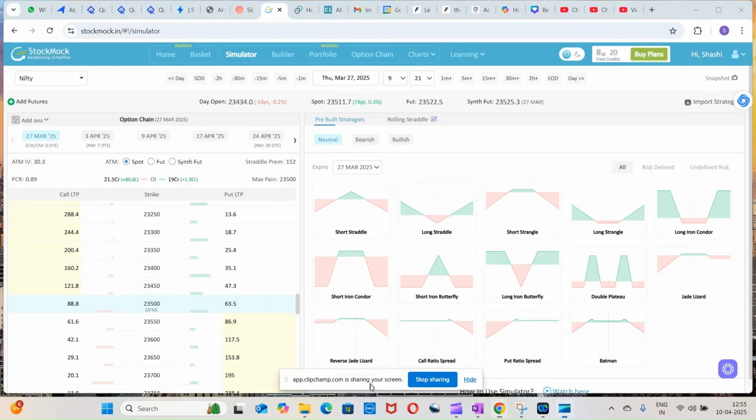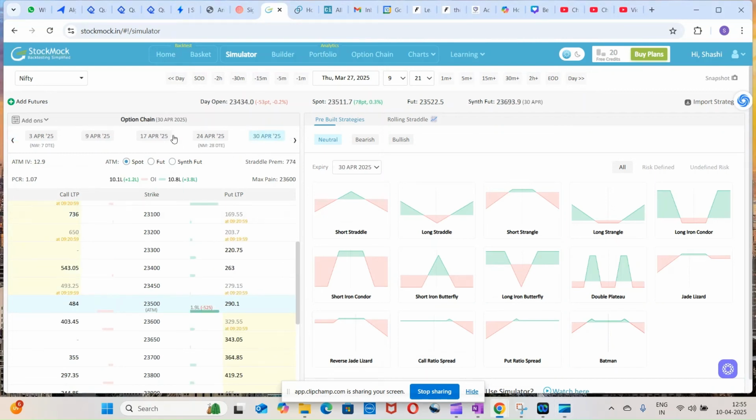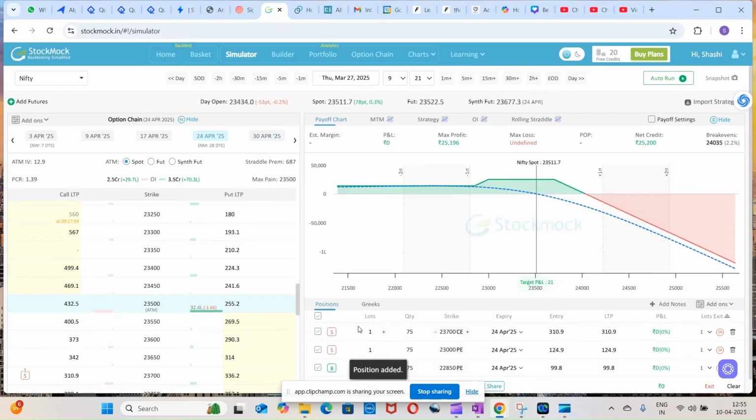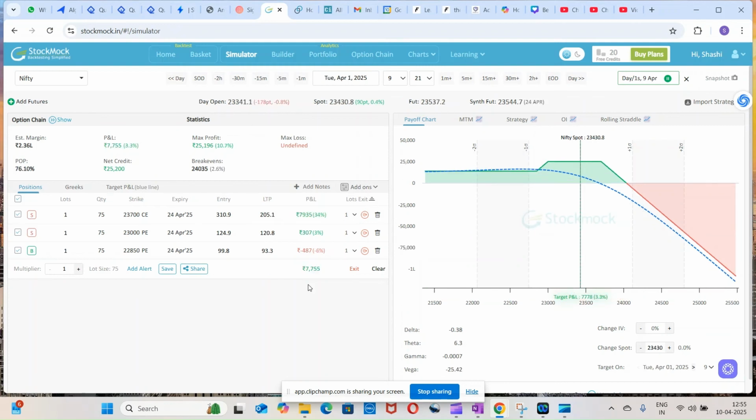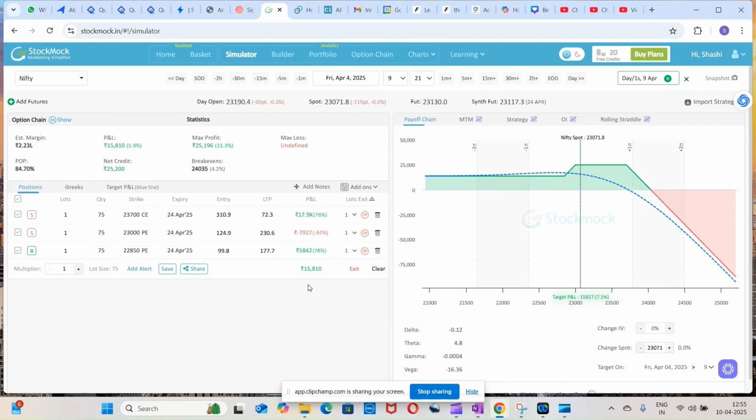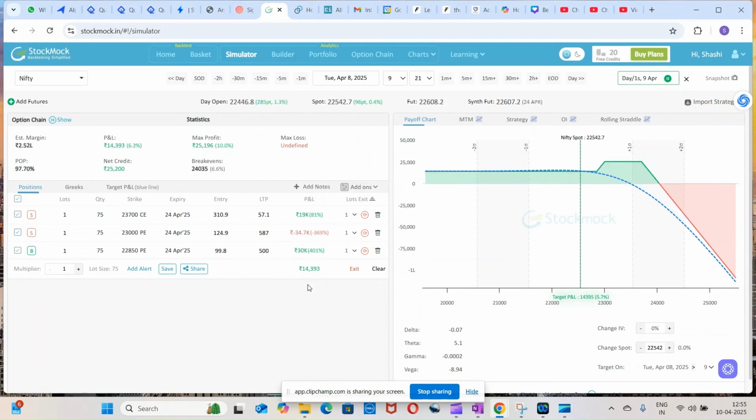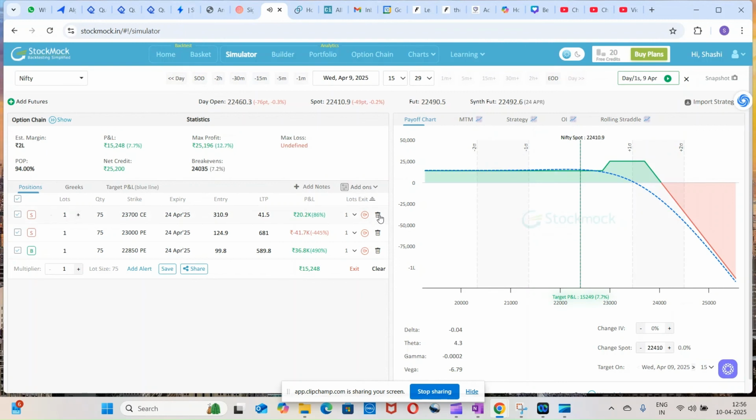We'll also do the reverse jade lizard, April 30th, a positional strategy. I took 24th April instead of 30th April because it was not allowing me to do it. So let us see this one. Yeah, this is also profitable. This is also profitable.